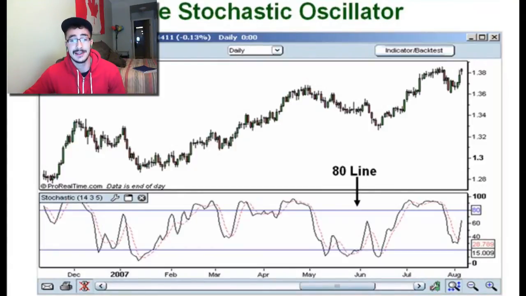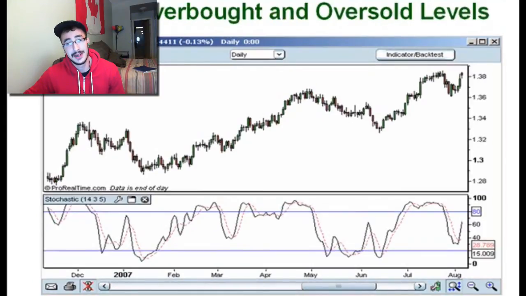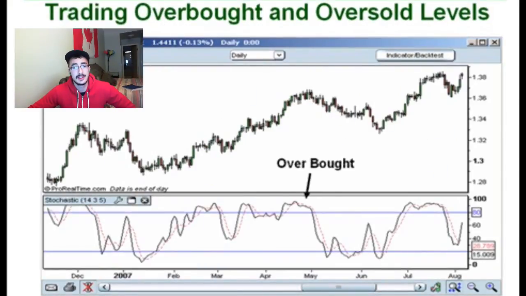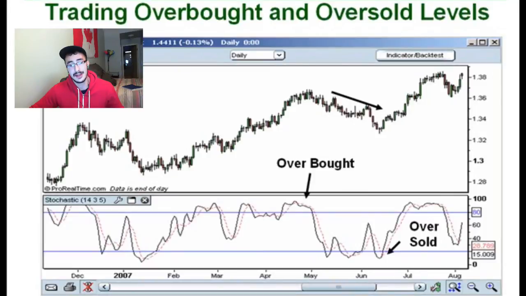So this is a banded oscillator, just like an RSI. It fluctuates between 0 and 100, and the upper end of the range is marked by a line at 80, and the lower end of the range is marked at 20. See here, you have an overbought area, and you have a break below the 80 line, and then we have a sell-off that results because of that. And then you see the oversold area here. We have a break above the 20 line, and then we see a rally here.